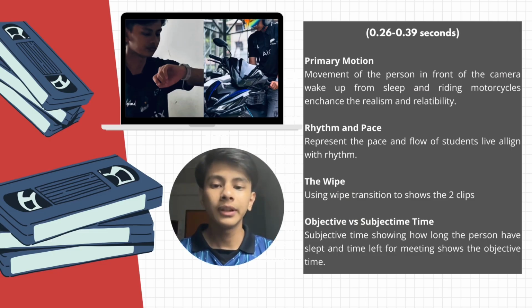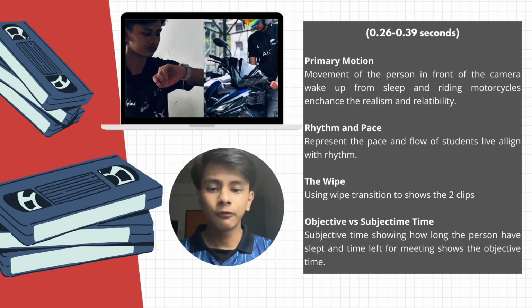In 26 to 39 seconds, I'm using primary motion, which is the movement of the person in front of the camera, waking up from sleep and riding a motorcycle, enhancing the realism and relatability. Next, I'm also using rhythm and pace that represent the pace and flow of students' life, aligned with rhythm.